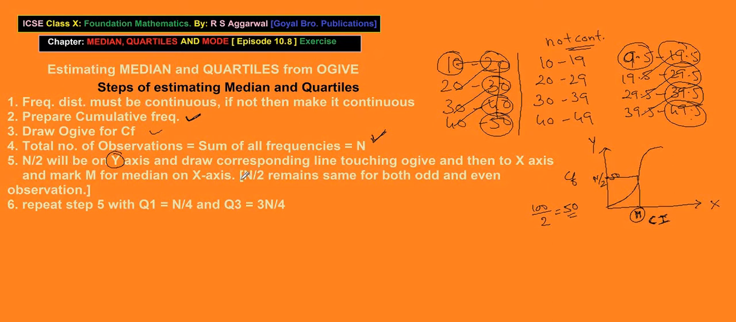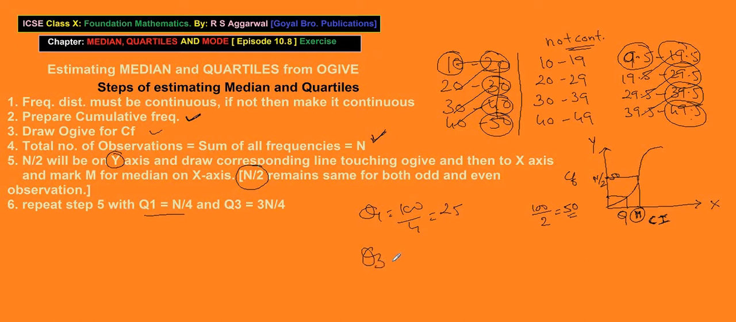Whether n is odd or even, you have to take n by 2 only. Repeat the same step for Q1, n by 4. So suppose it is 100 observations, then Q1 is equal to 100 upon 4, that will be 25. So where is my 25? 25 is here. So 25 goes like this and comes here. So this is my Q1.